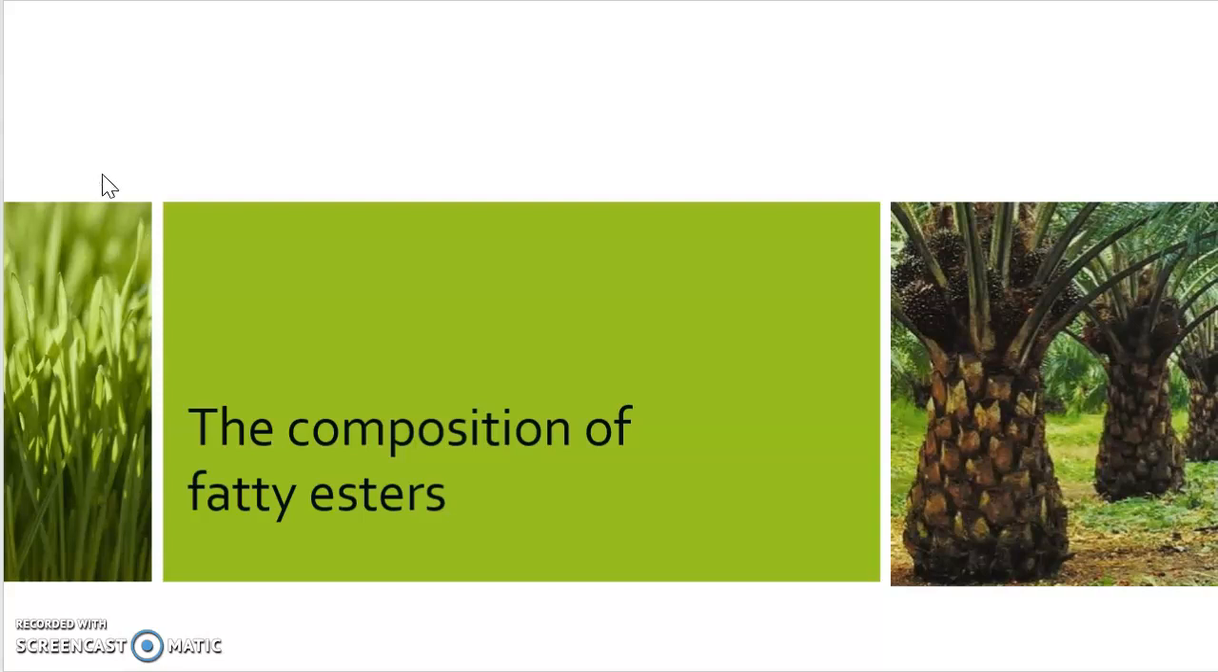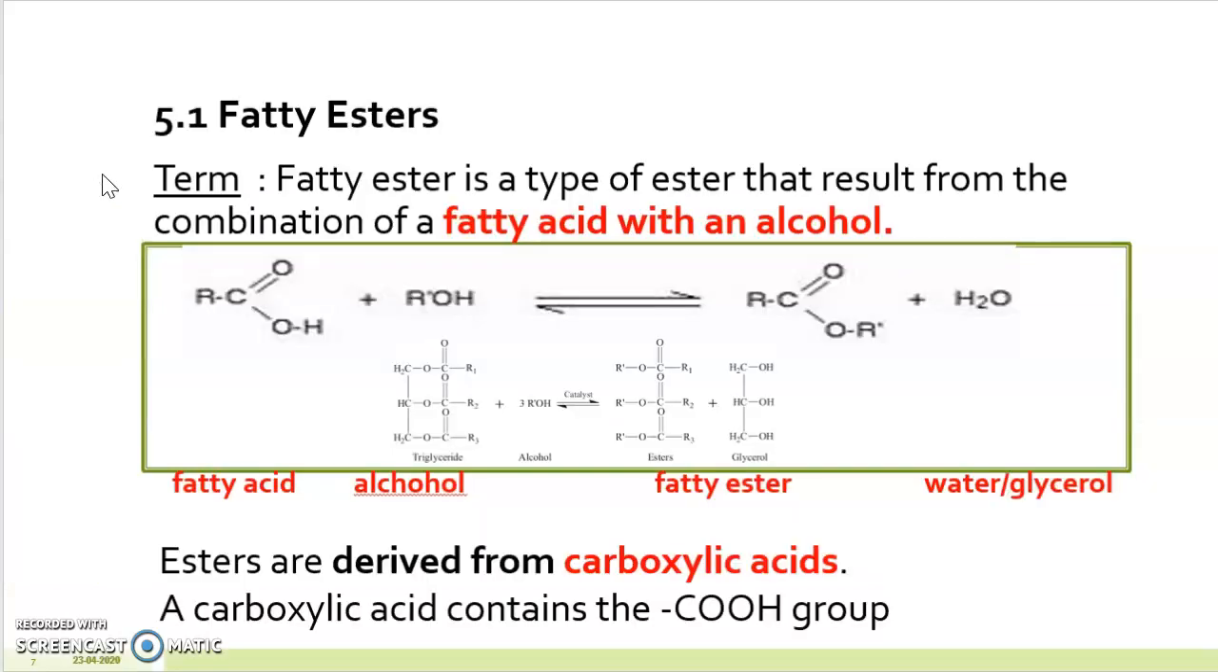Okay, so the composition of the fatty ester. Fatty ester is an ester group. It is a type of ester that results from the combination of fatty acids with an alcohol. We can obtain our fatty ester by the reaction of your fatty acids, from the carboxylic acid, and also the alcohol. The product produces your fatty ester, and the by-product can be water or alcohol, depending on the chemical reactions and the components.